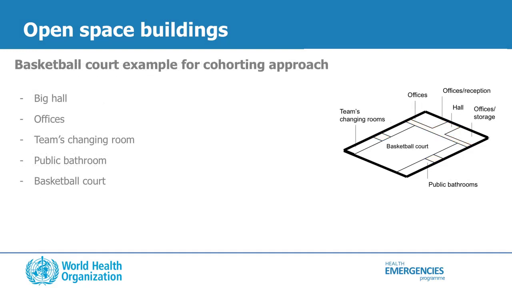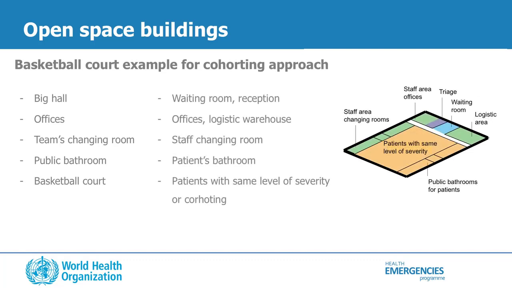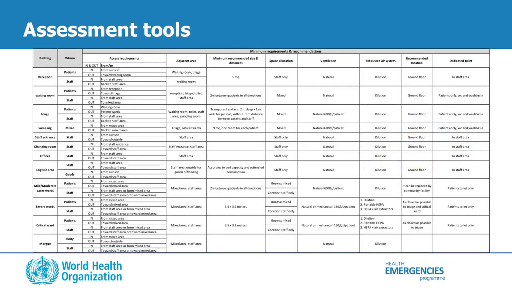A basketball court can be easily repurposed into a SARI treatment center with a cohorting approach. Here, the example with the basketball court turned into a patient ward and all the other spaces repurposed into supportive services. This table provides an overview of area-specific minimum requirements and can be used to assess the existing building once identified.